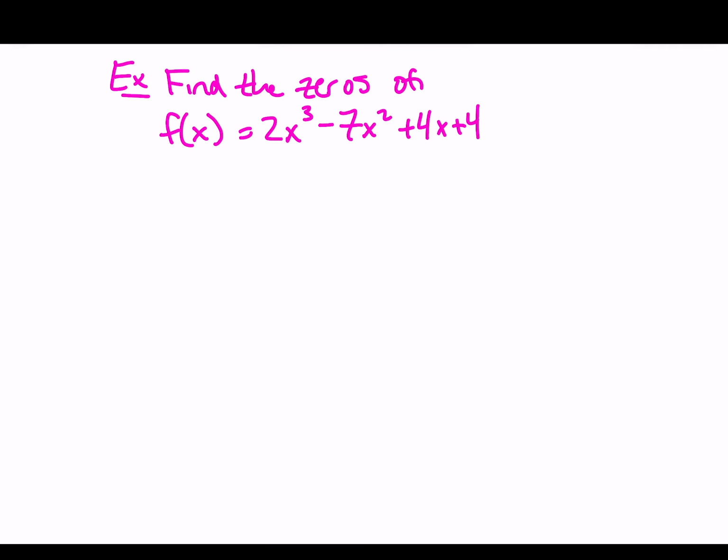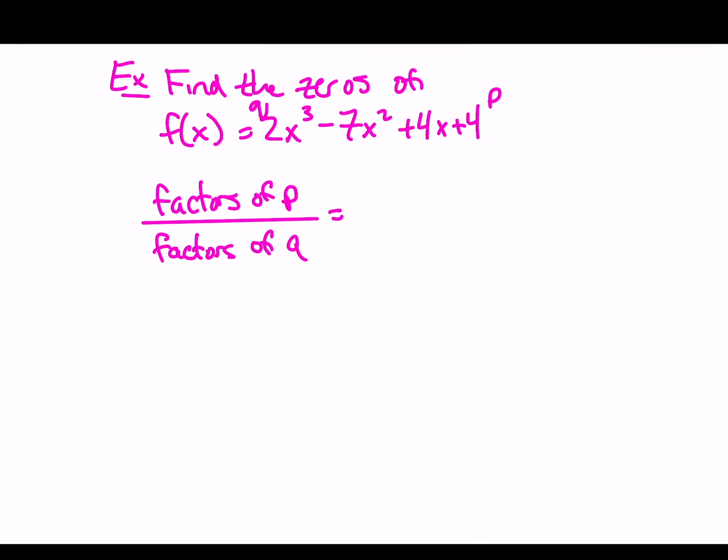Okay, in this example, we want to find the zeros of f of x equal to 2x cubed minus 7x squared plus 4x plus 4. And I think we should do this one systematically and find the zeros using the rational zero theorem. So we need to look at our P and Q, where P is the coefficient on the constant term, and Q is the coefficient on the lead term. So we want to look at the factors of P over the factors of Q. For 4 we have 1, 2, and 4. And Q is 2, so it's just 1 and 2.